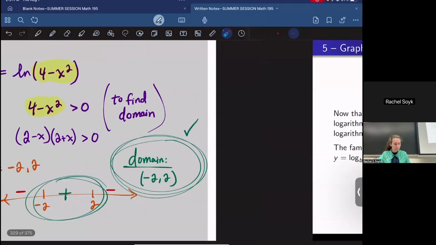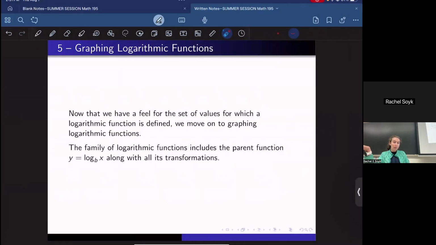Let's keep going. So now we're finally on to graphing logarithmic functions, even though we've done it a few times already. And yeah, I would say when it comes to graphing either exponential or logarithmic functions, it's always good to know one of the famous ones, so log base 2 of x, or even just log of x, and then utilize your transformations from there.